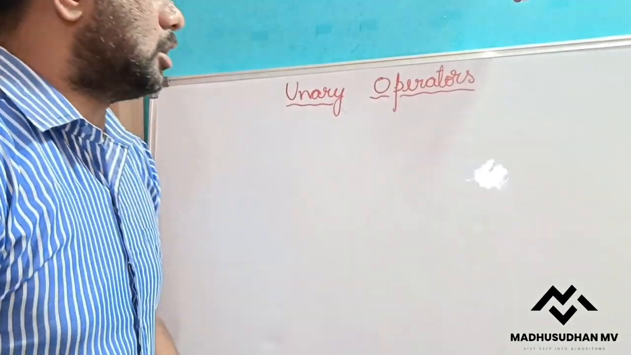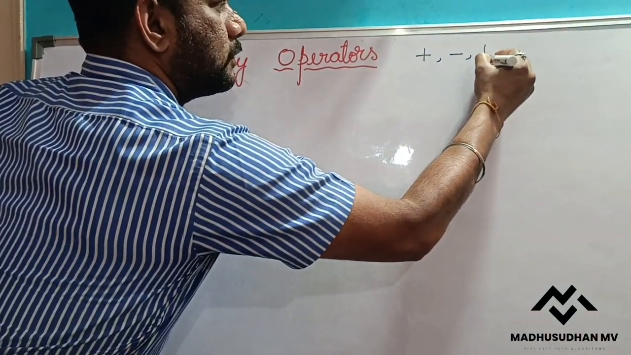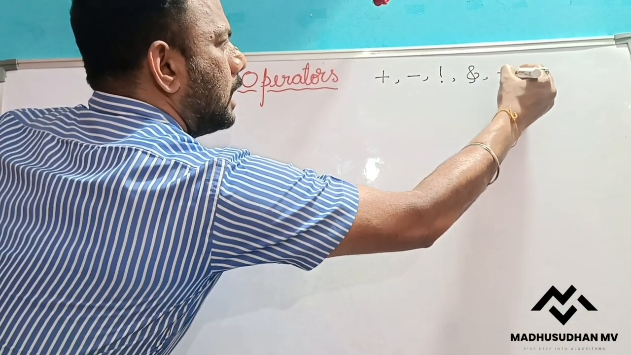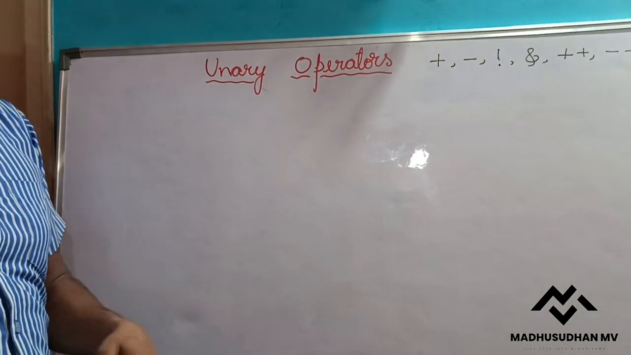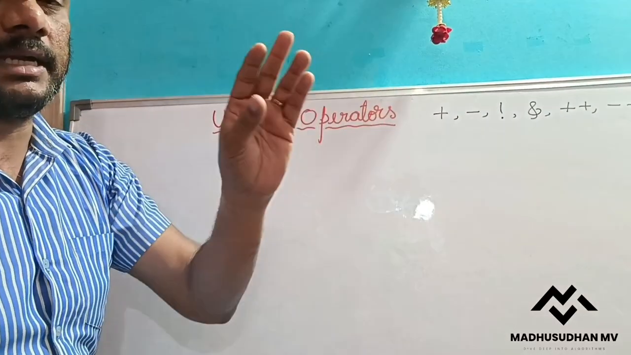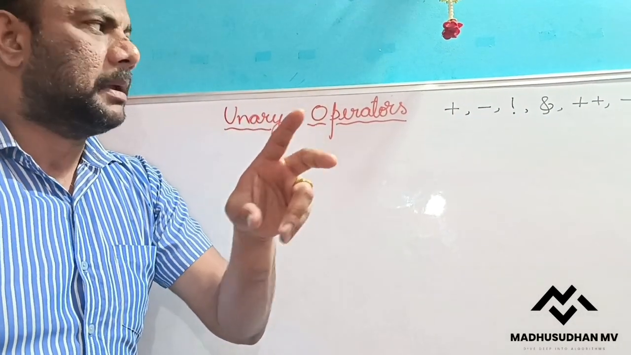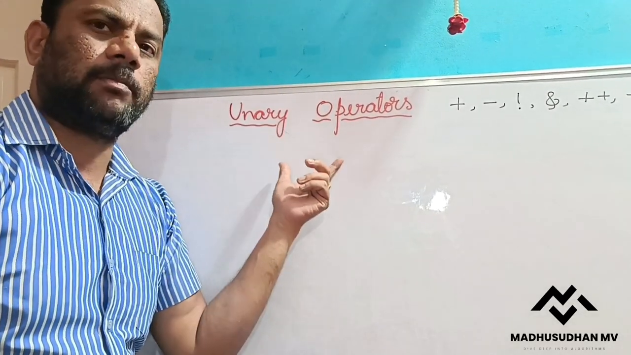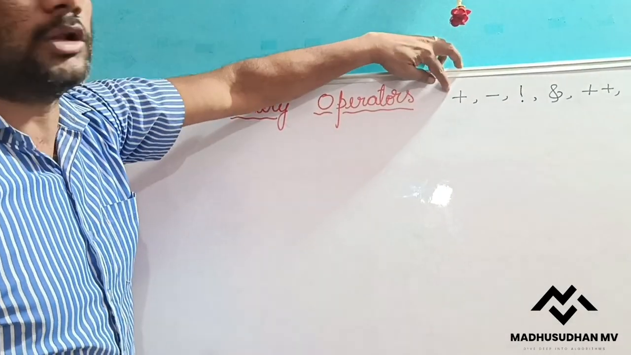So which are the unary operators? We have plus, minus, logical not, and the address of operator, and plus plus and minus minus, which are called the increment and decrement operators. Let us discuss one by one. Already I told you this plus indicates the addition operation. Whenever we are adding, actually we need two values. But some of the operators act as a unary operator as well as a binary operator. Here we are discussing the unary operator.